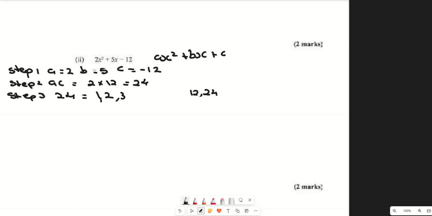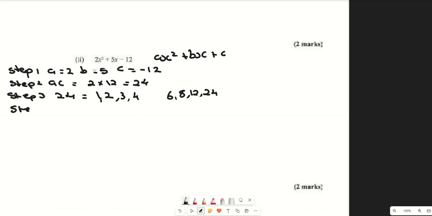3, 8 3s are 24. Right, 4 could go into 24, yes. 4 by 4 by 6, 6 4s are 24. The only number between 4 and 6 is 5. 5 cannot go into 24, so these are all my factors of 24.